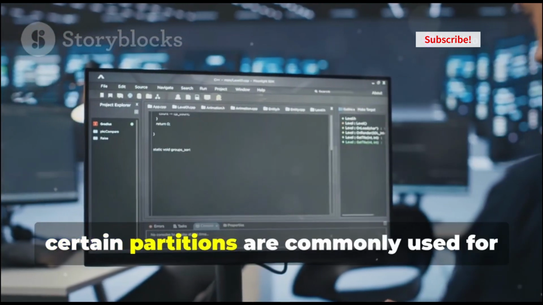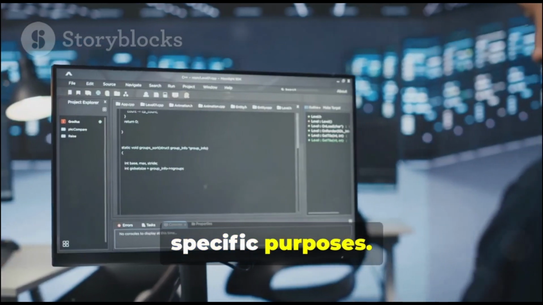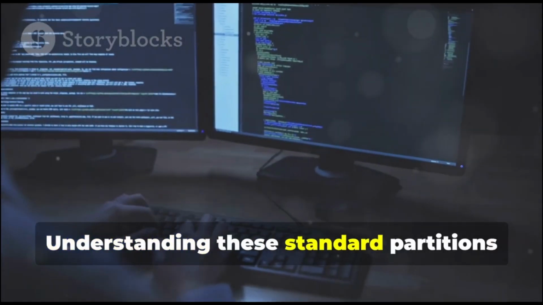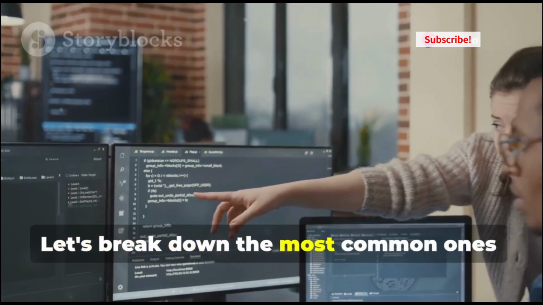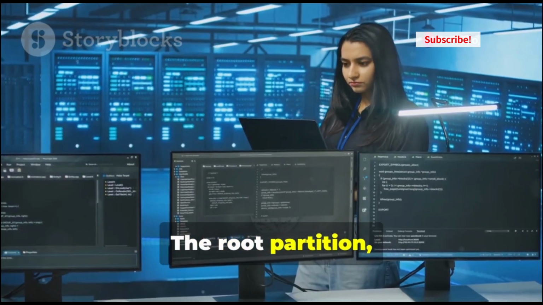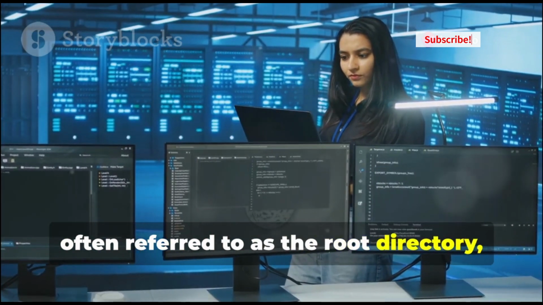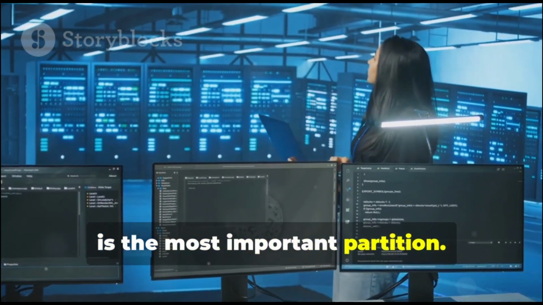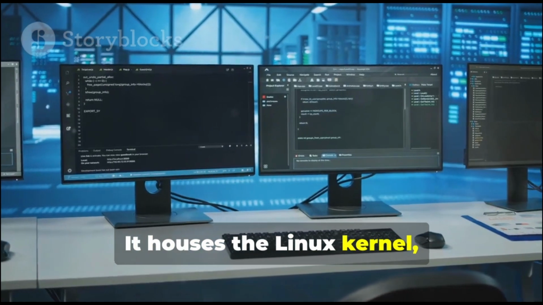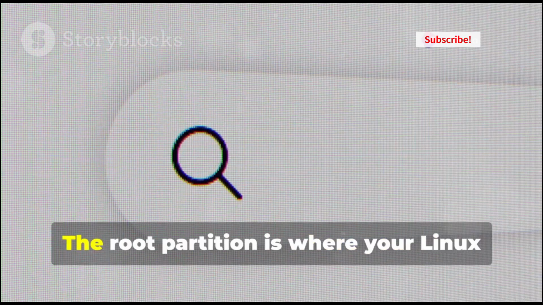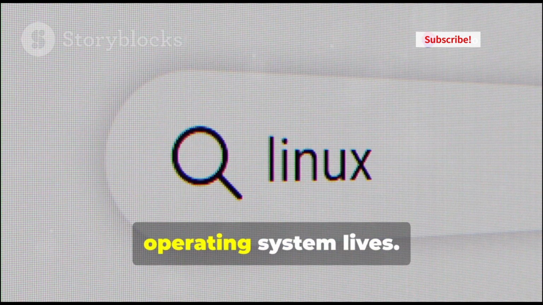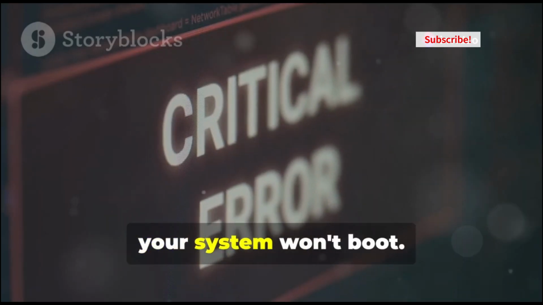In Linux, certain partitions are commonly used for specific purposes. Understanding these standard partitions is key to setting up a well-organized system. Let's break down the most common ones. The root partition, often referred to as the root directory, is the most important partition. It houses the Linux kernel, core system files, system utilities, and essential libraries. The root partition is where your Linux operating system lives. Without it, your system won't boot.